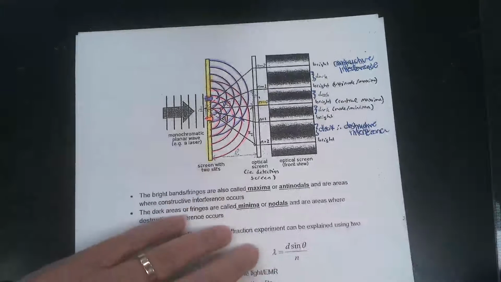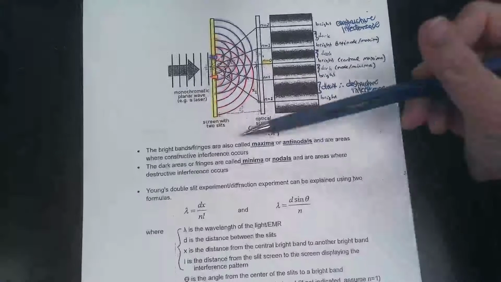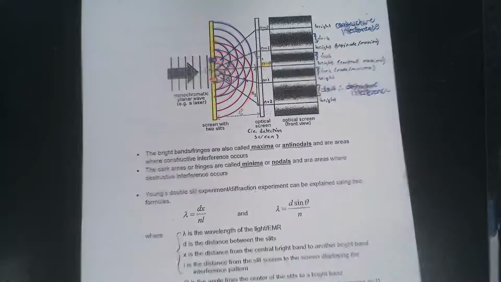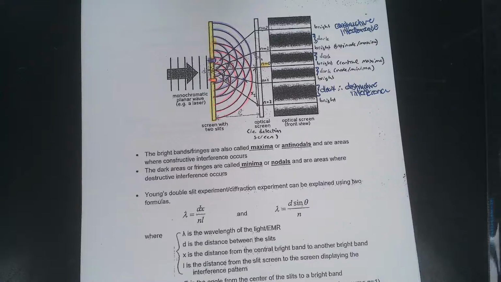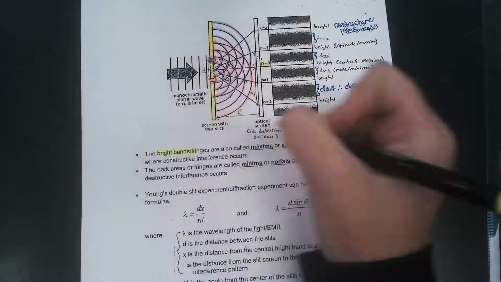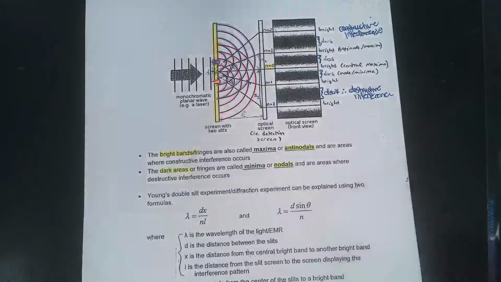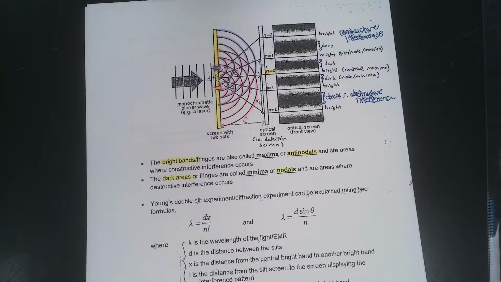Okay, those are what we just talked about. Now, what we can also say is that the bright bands are called a maxima or an antinode. So those of you that remember anything from simple harmonic motion, bright bands are antinodes and dark bands are nodes. Okay, where destructive interference can be found. So with destructive interference, there will be no light, there will be no sound. So it's only at antinodes and or maxima that we have the positives, and the dark areas are minima or nodes.